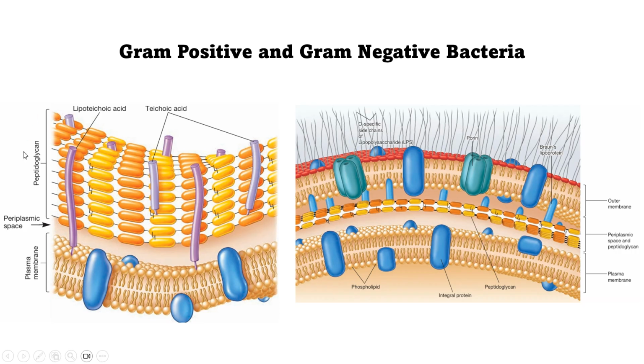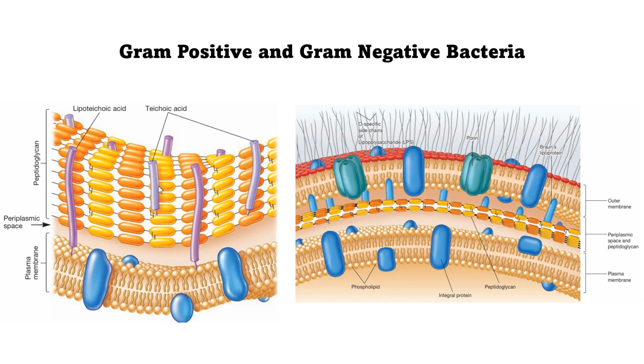Okay, so let's look at the structure of gram positive and gram negative bacteria, and then we will learn about the gram staining method. Gram positive bacteria have a thick peptidoglycan layer. Yes, as someone was mentioning, you are correct. This peptidoglycan layer is present just outside of the plasma membrane, right? And between the peptidoglycan and the plasma membrane there is a space, and this space is called the periplasmic space.